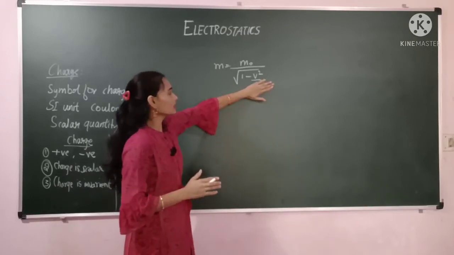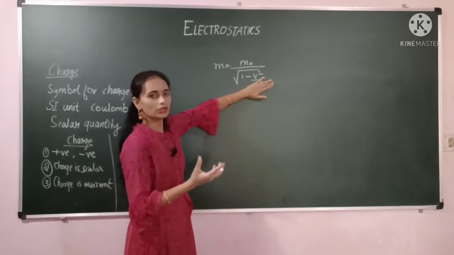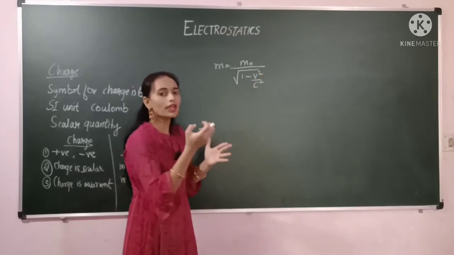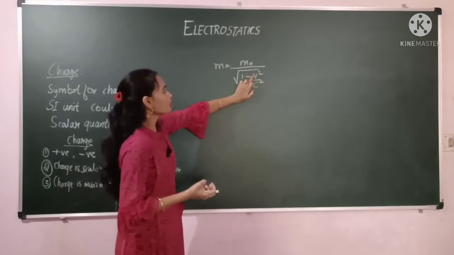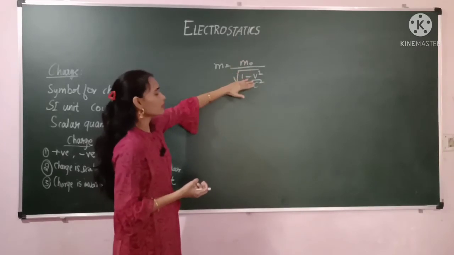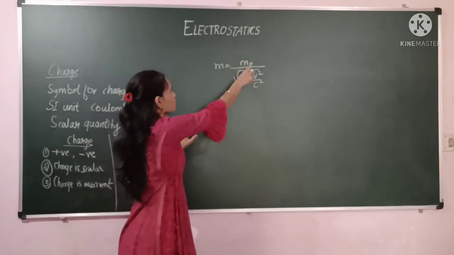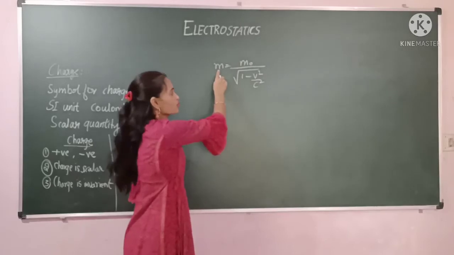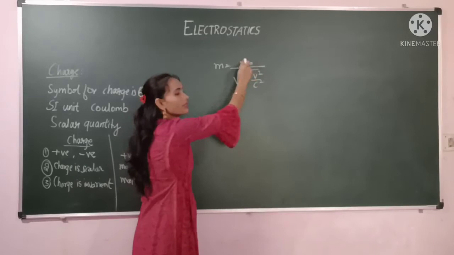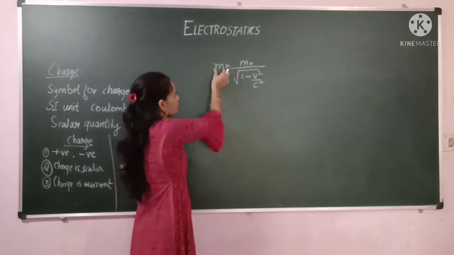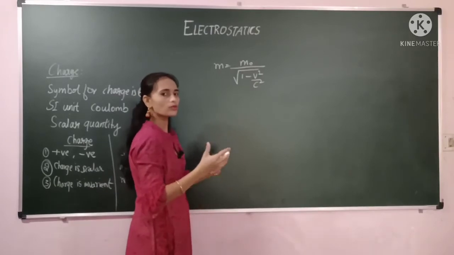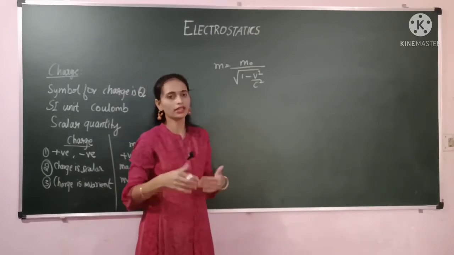Light is traveling at a very high velocity, but in our daily activities our objects travel at a very low speed. So this value will almost become 0. 1 minus 0 is 1. Anything divided by 1 is 1. So m is equal to m naught. Here m is the mass of the object, and m naught is the rest mass. These two will always be nearly equal, almost equal, in our daily activities.